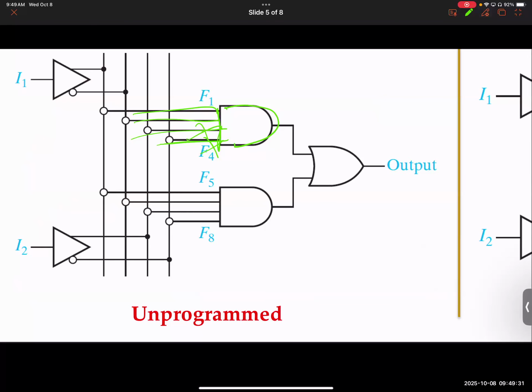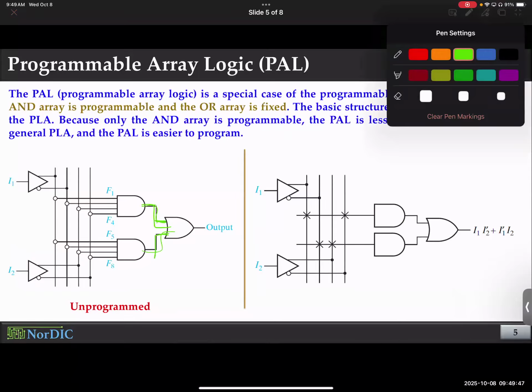Sorry, this is not the right thing. I plan to mark this one. The OR inputs are not programmable. They are going to be fed by the ANDs anyways. So if you don't need to use them, maybe use PLA or some other programmable logic.